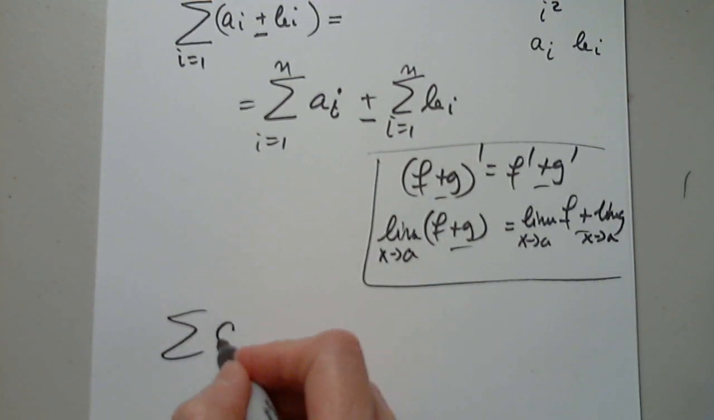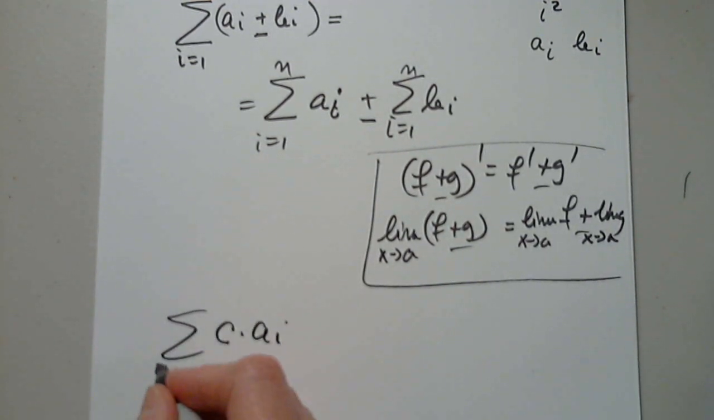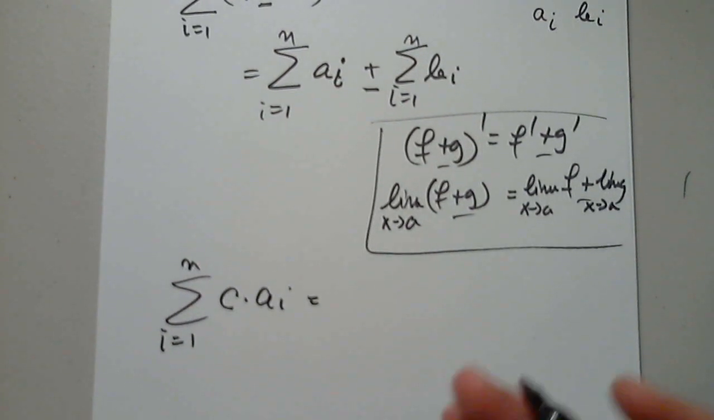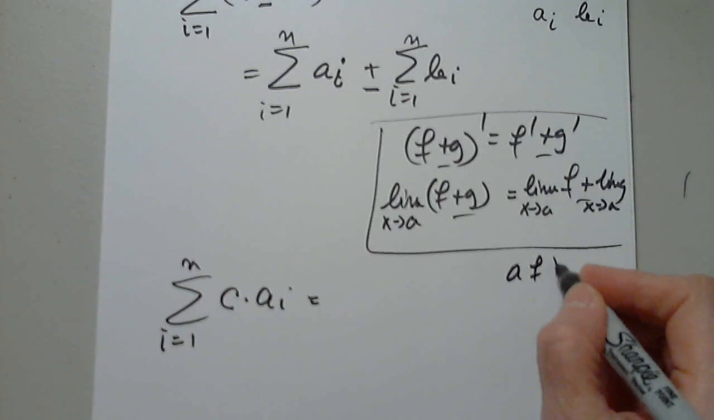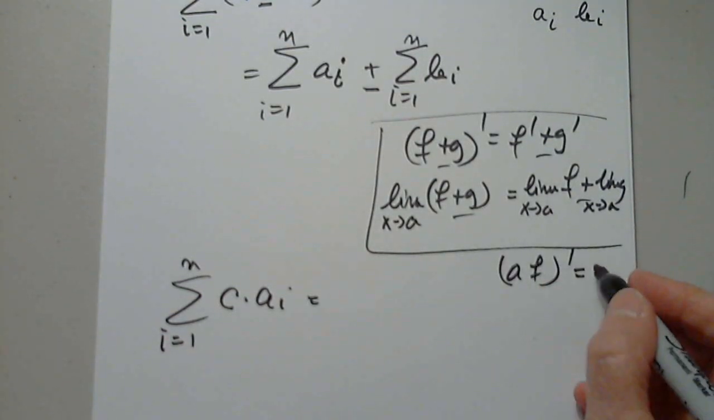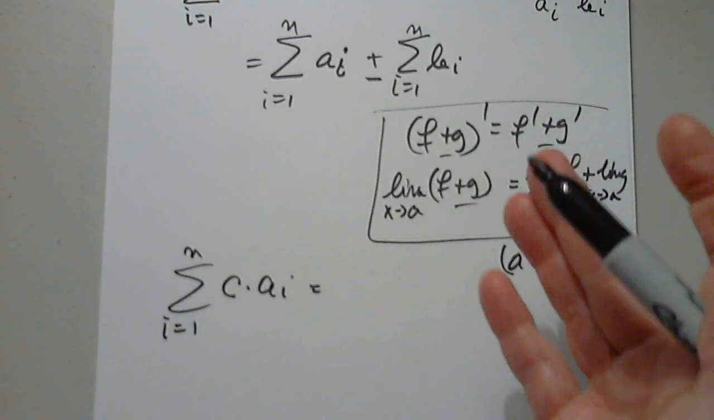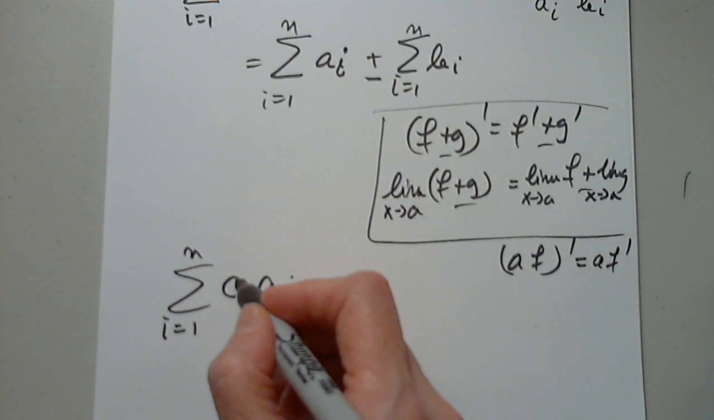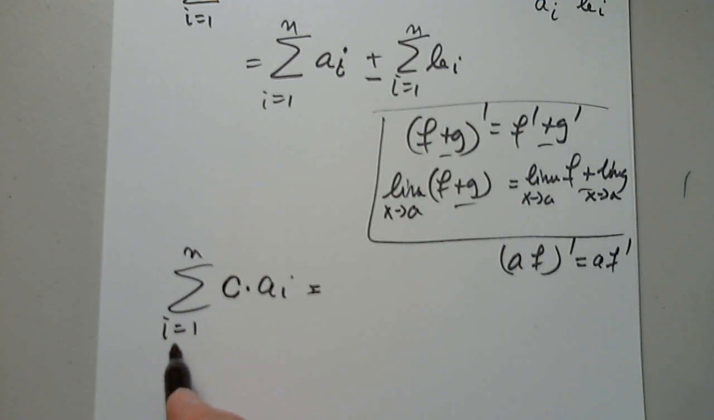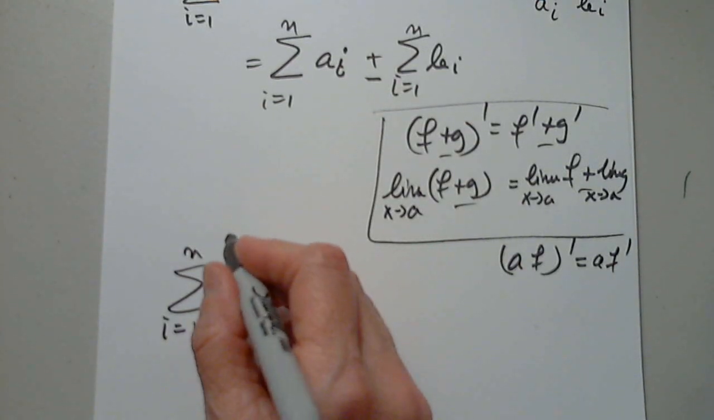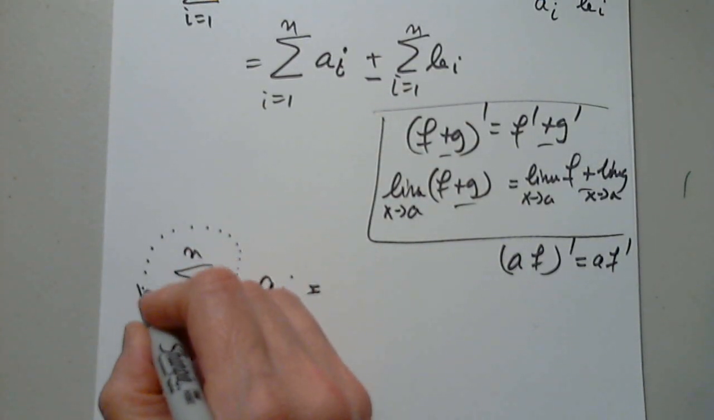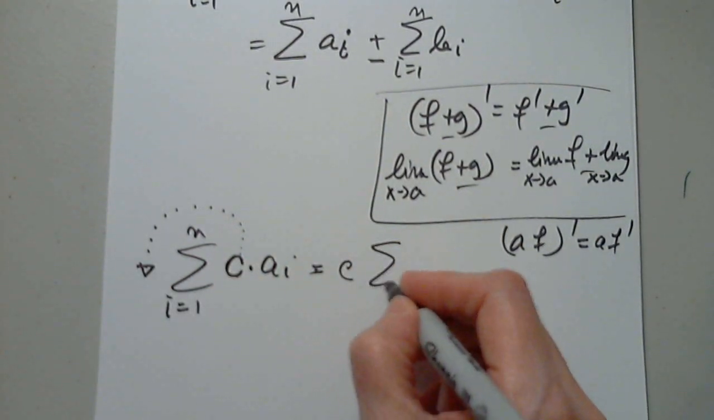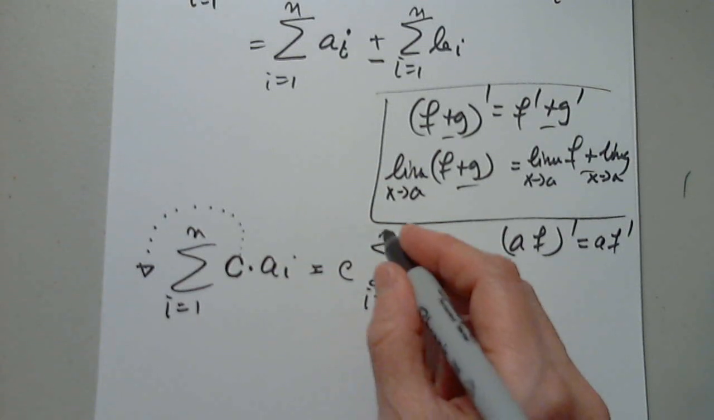The sum of a constant times AI from I equals 1 through n. We've dealt with this property before. The same thing with A times a function prime is A times F prime. The limit goes outside. What do you think will happen here? So this is a constant that does not depend on I. It can be pulled out. So see the sum of AI from I equals 1 through n.